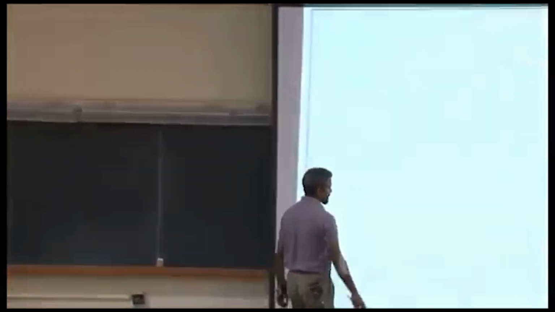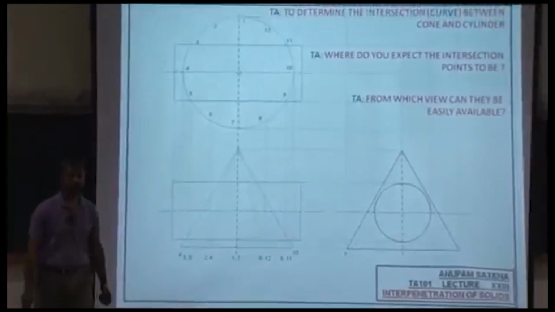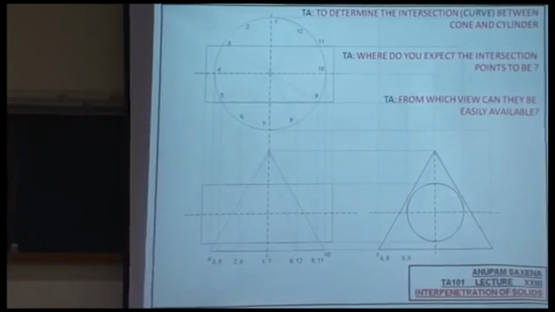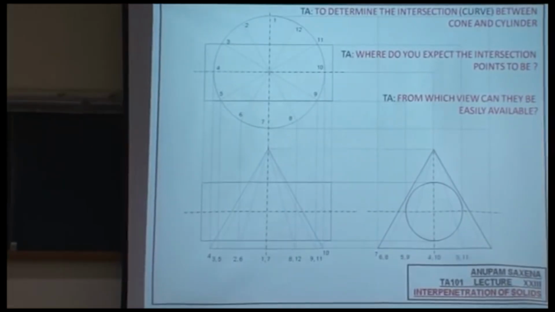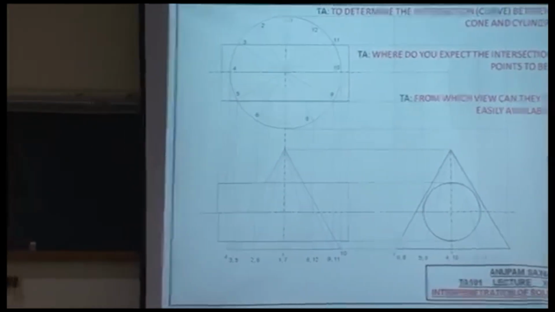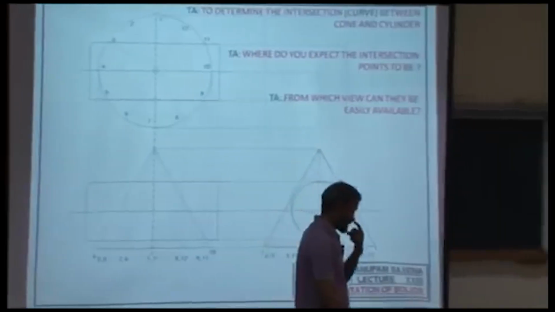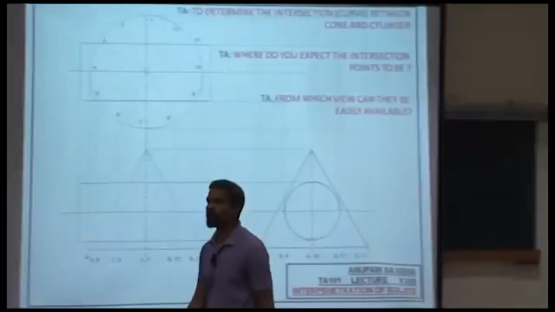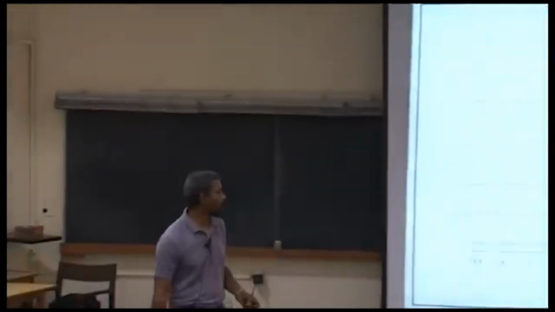Now, what would this point be? Great. 8 and 6. Next. 5 and 9. Next. Next. Next. Last. Great. Now, what you have noticed is two things. One, that it's going to be very easy for you to extract the points of intersection from the profile view. The points of intersection are going to be lying on the circle.